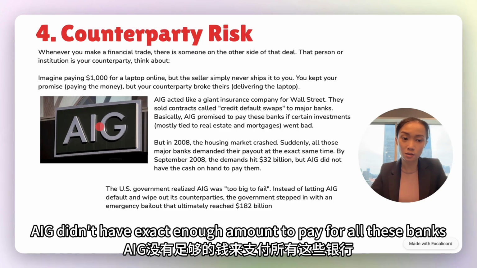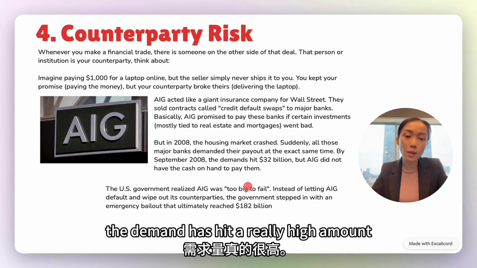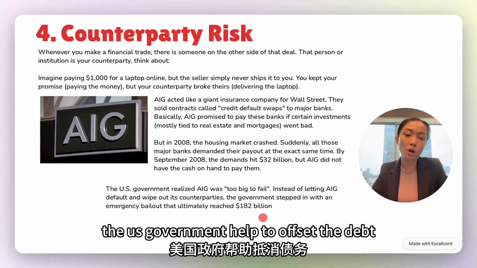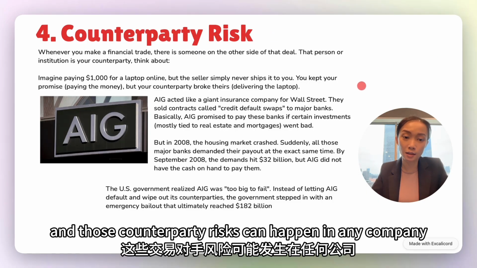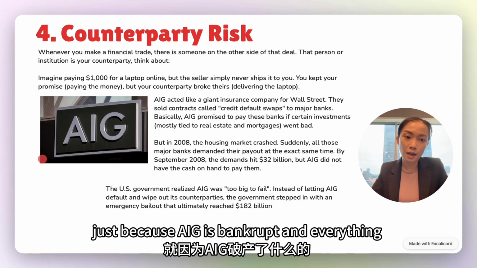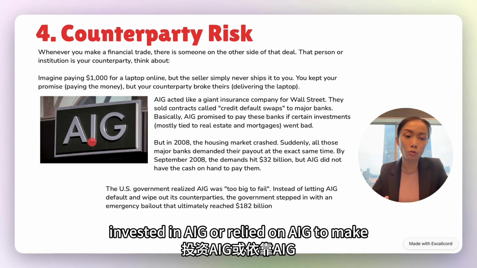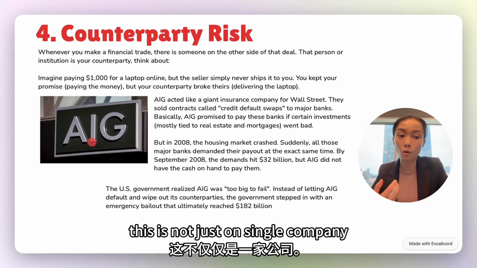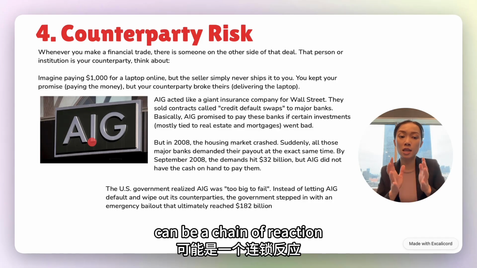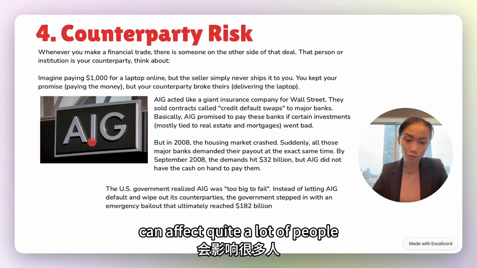And of course, AIG didn't have enough to pay all these banks. The demand hit a really high amount. The US government helped to offset the debt, and this reached a really high amount. This counterparty risk can happen in any company. If AIG goes bankrupt, everyone who invests in AIG or relies on AIG to make payment will also be affected. So this is not just about a single company. It can be a chain reaction that affects quite a lot of people.